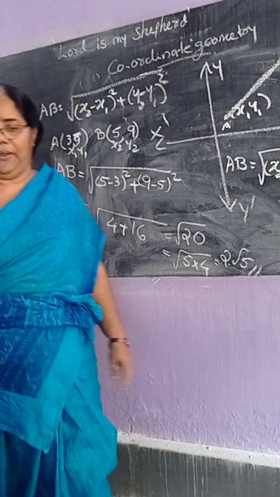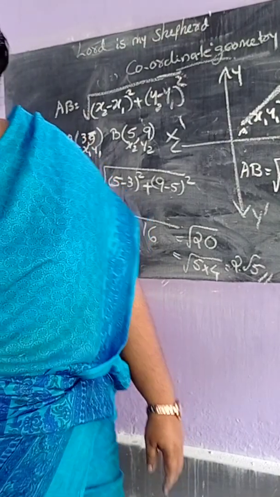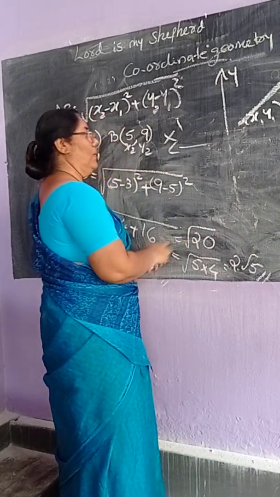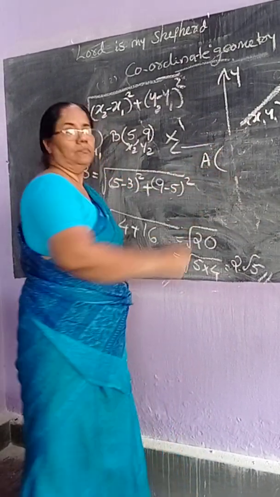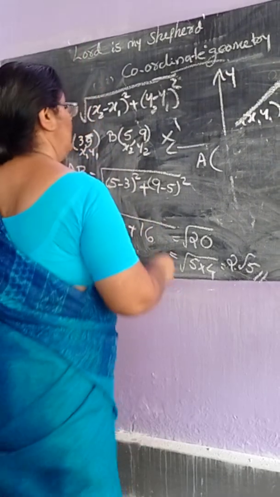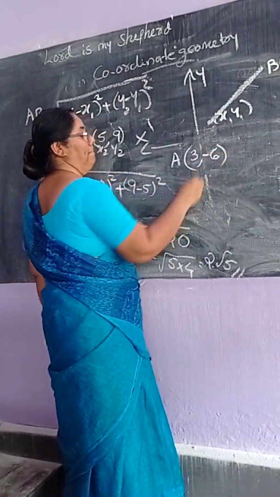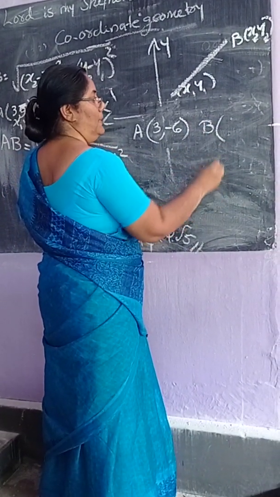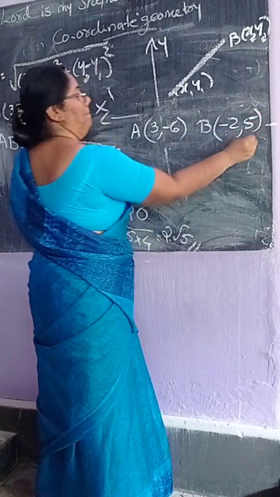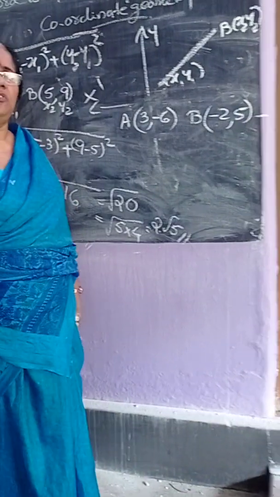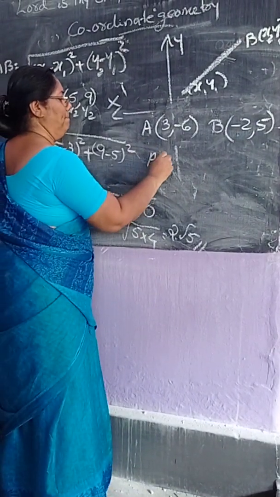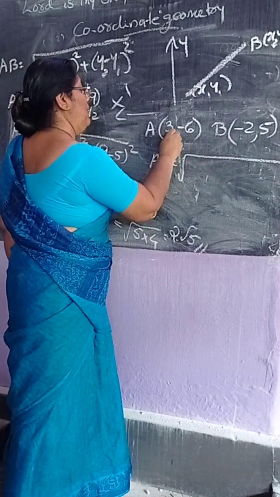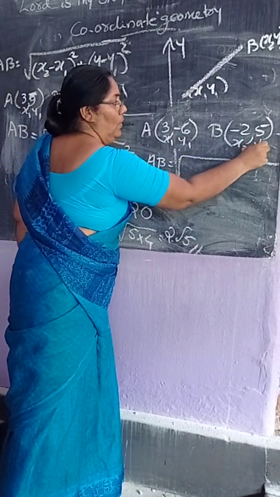2 root 5. Write one more question. A is 3, minus 6. B is minus 2, 5. Any 2 points. Our aim is to find the distance. What is AB? Root of... You can mark here x1, y1 and this is x2, y2.